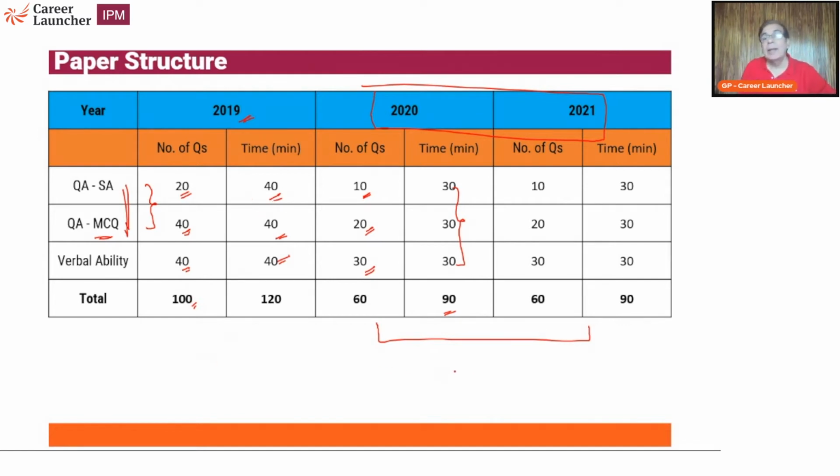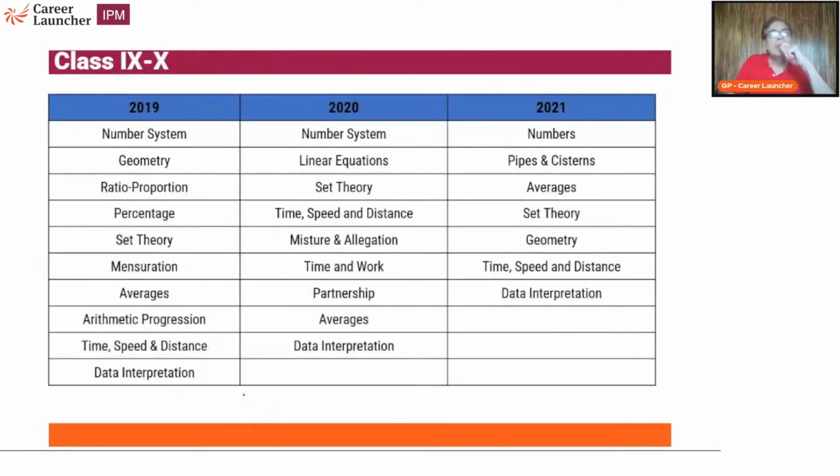Now, what is the marking scheme? The marking scheme was very, very simple. For every correct answer in MCQ, which means the QA MCQ section and verbal ability, you would get 4 marks. And for every wrong answer, you'll get -1. In the short answer, for every correct answer, you'll get 4 marks. For every wrong answer, you'll get 0 marks. So, no negative marking in the short answer domain. Now, with this in the background, let's have a look at what comes in QA.